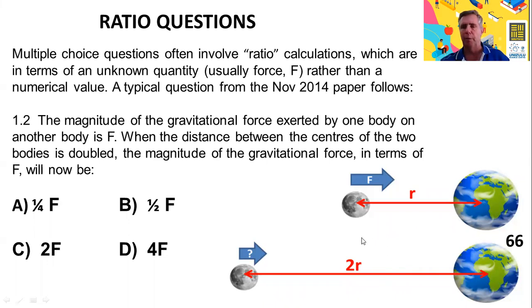Now, you might want to think about this a little bit, but because Newton's law of gravitation shows that gravity is inversely proportional to r squared, we actually get a correct answer of 1/4 F here. If you're not sure how I got that answer, then watch closely because we'll go through this method carefully.